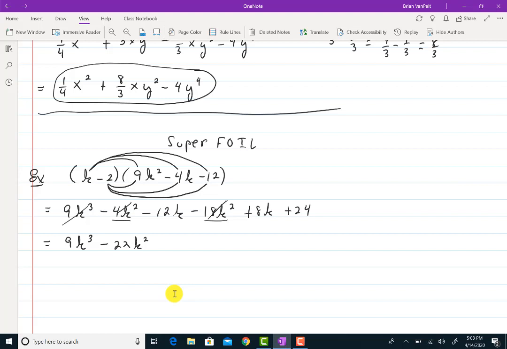The next things I'm looking for are negative 12k and positive 8k. That gives me negative 4k. So I can slice those off. And all that's left is then plus 24.